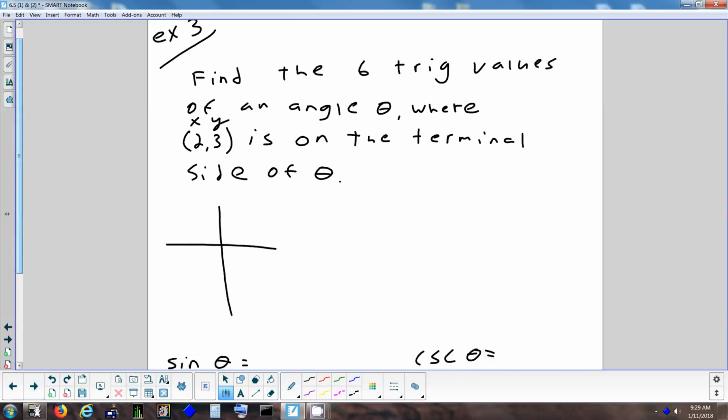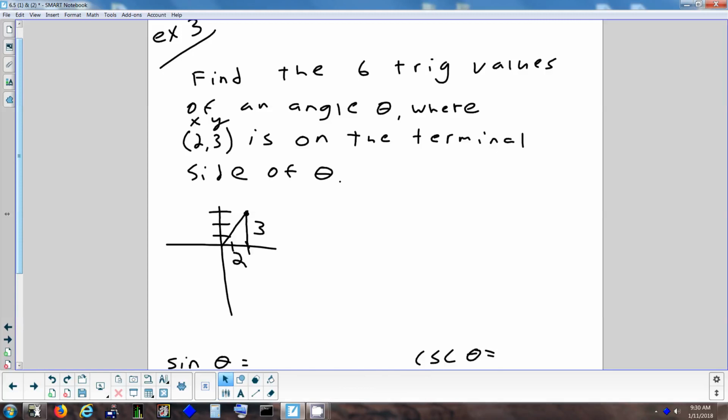We don't really need graph paper, just sketch it roughly. So right 2, up 3. There's your r right there. It's the radius of a circle, but it's also the hypotenuse of that triangle. So how would we get r?